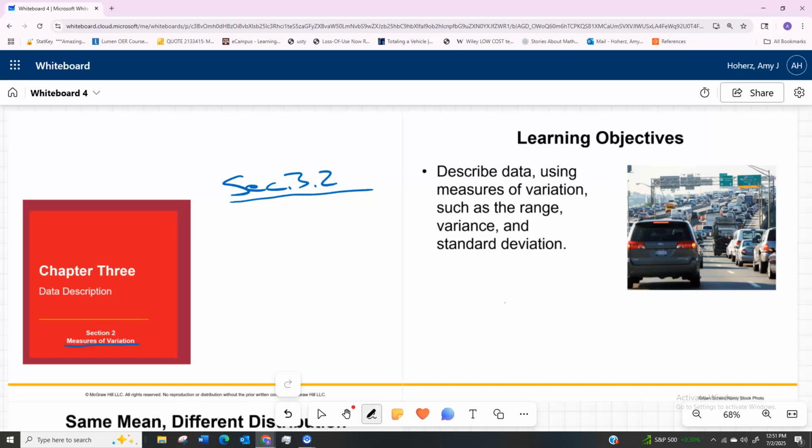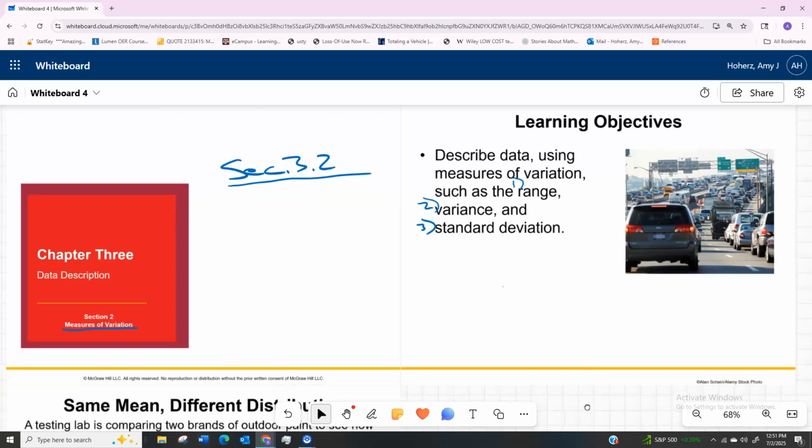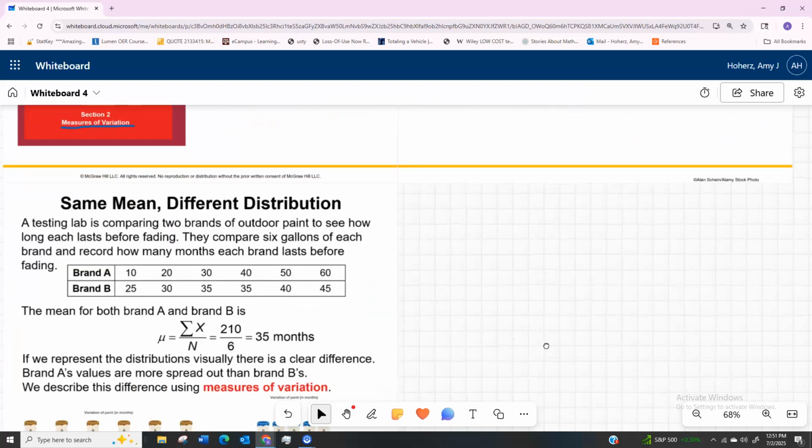And so we're going to talk about the measures of variation, such as the range. That's the first one we're going to talk about. It has a very easy computation. The variance, which is a little harder computation, but it has a lot more nuance to it, it's better information for a researcher to have. And then the standard deviation. The standard deviation is just one extra step after computing the variance, so it's also pretty easy once you have the variance done. So let's move on to our first example.